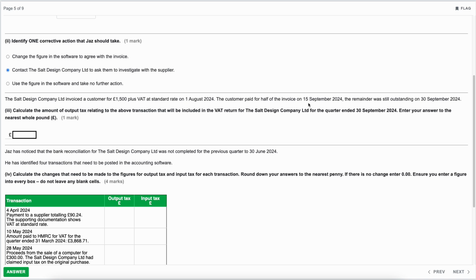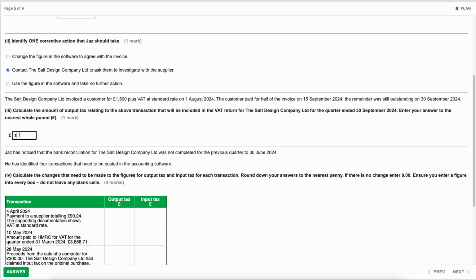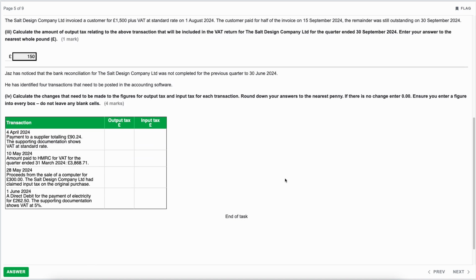Now, if only half of the invoice has been received, that would be 750 plus VAT. So they would only include the VAT that had been received from the customer. So it would be VAT on half the invoice value. So all we need to do is calculate the VAT on 750, which would be half the invoice value. So that works out to be £150. So the amount of output tax to be included would be 150.